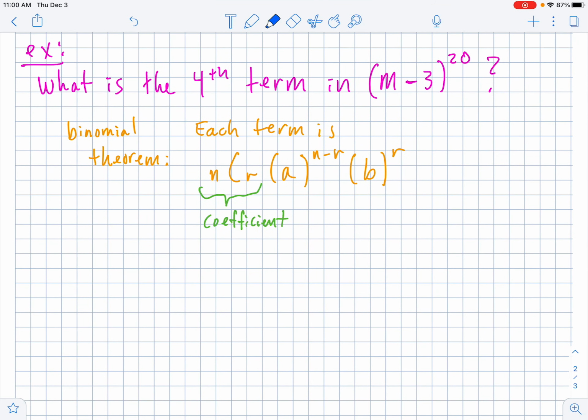Okay, let's plug it into the binomial theorem. If we want the fourth term in the 20th expansion, the 20 is just going to be 20, but we're going to have to do 20 choose 3. This part right here gives the fourth term coefficient in Pascal's triangle without actually making Pascal's triangle. Then the a in this case would be equal to m, and this will be to the 20 take away 3. Wait, 20 take away 3 or 20 take away 4? Hold on, the first term. Yeah, that's right, 20 take away 3. And then the next part would be negative 3 to the power of 3.